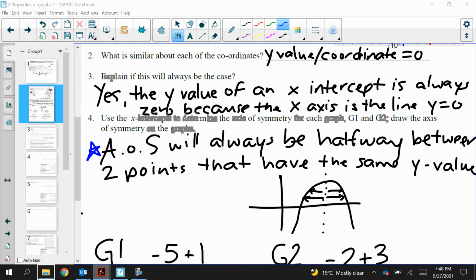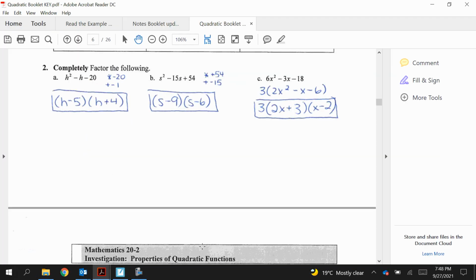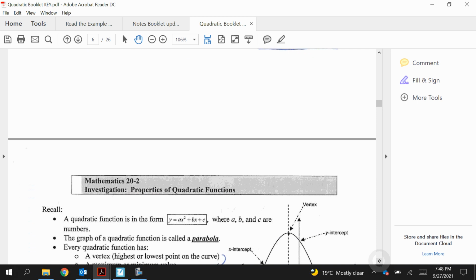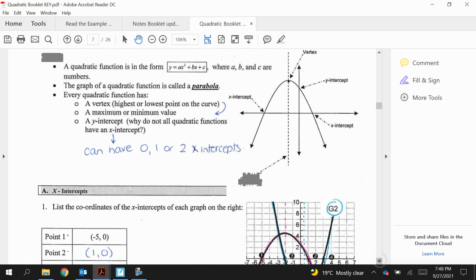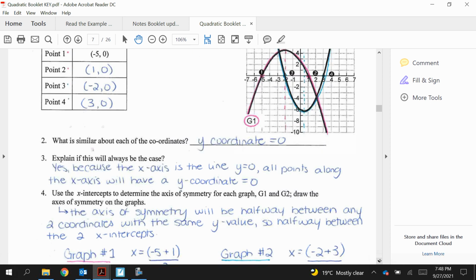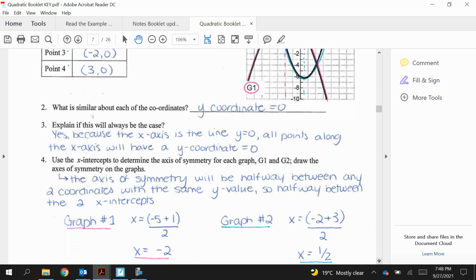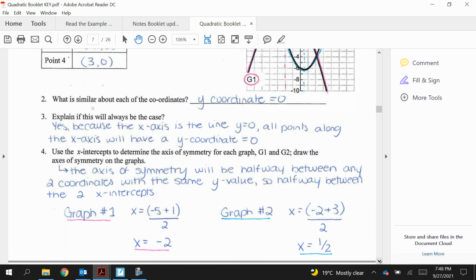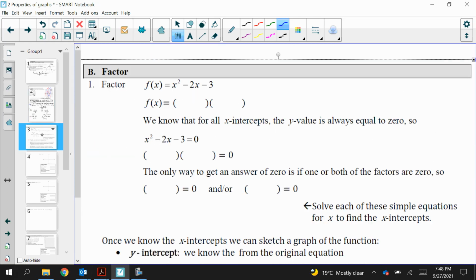I'm just going to quickly peek at my notes, see if I wrote down anything else different. That's looking pretty good. If you're annoyed with my notes, this looks a lot neater in the key that I have, so you might want to snap photos of the key instead of trying to follow along with what I'm writing on my tablet right now. So those were our axes of symmetry. So on to the next one.